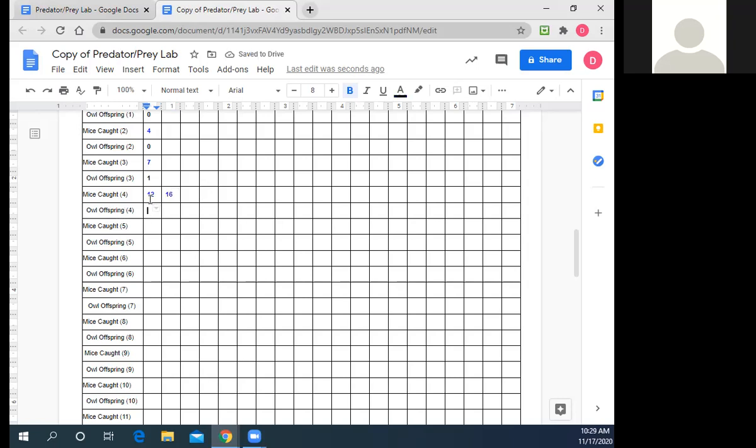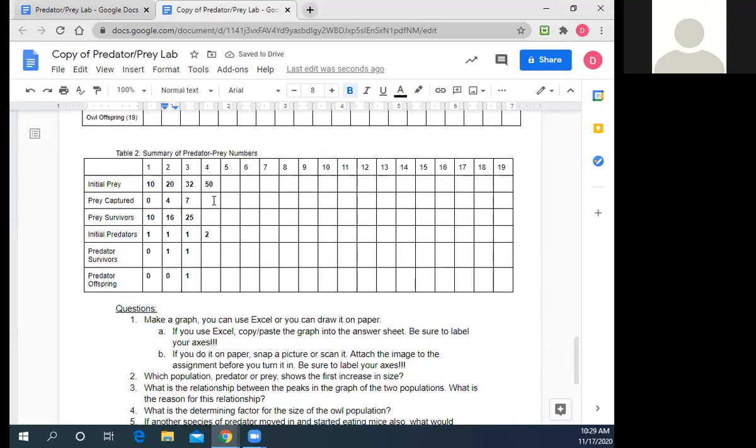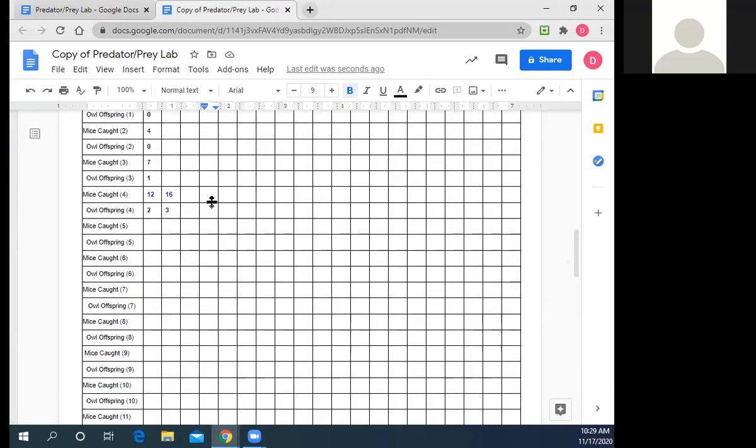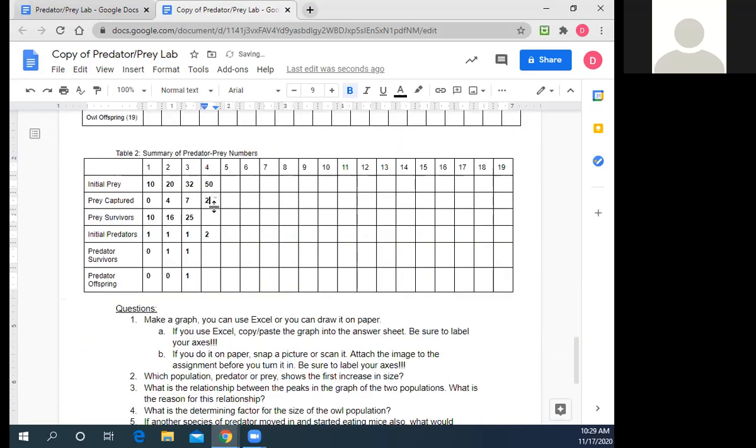So first owl caught 12. It caught 5, so it had 1 offspring, and then it caught 5 more, so it's actually going to have 2 offspring. The second owl managed to catch 16 mice, so it's going to have a total of 3 offspring. Jump down to table 2. So for prey captured, we're going to add together the 12 and the 16. Should give us 28 prey captured. Of course, if we have 28 prey captured, we're going to have 22 that weren't.